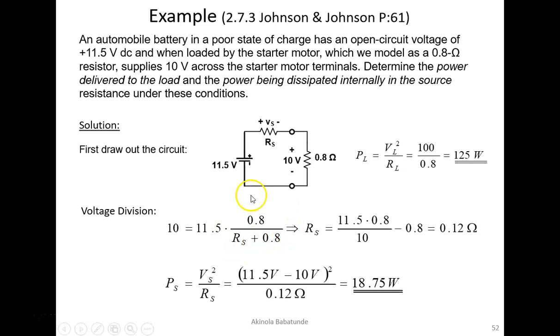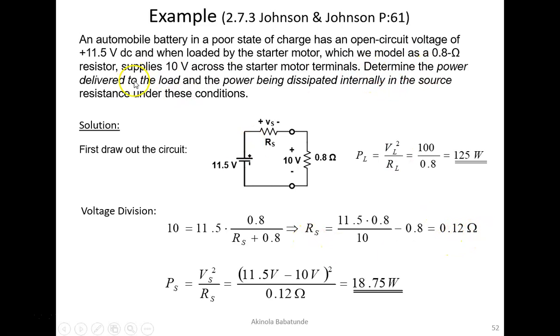So if we have that, we have everything documented. The VL is given as 10, VS is 11.5. The only thing missing that we don't know is the RS. So once we arrange this, we can easily find our RS. And that would give us 11.5 multiplied by 0.8 divided by 10, minus 0.8. Altogether, we would obtain 0.18 ohms by just applying simple arithmetic to this expression and rearranging to find RS. So we obtain RS to be 0.12 ohms.